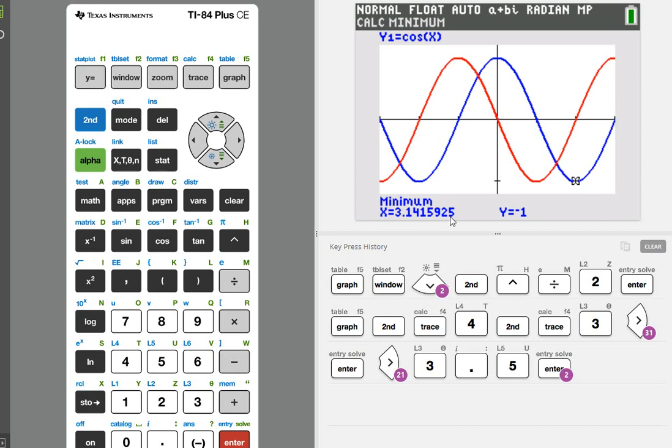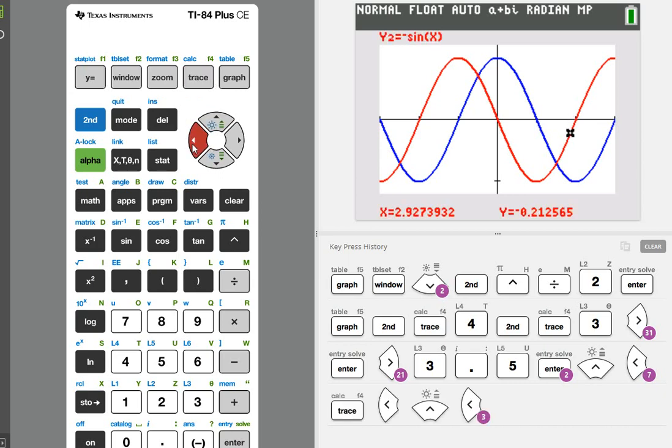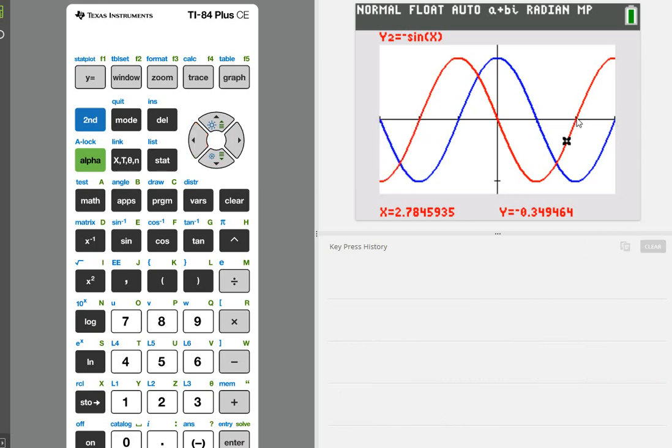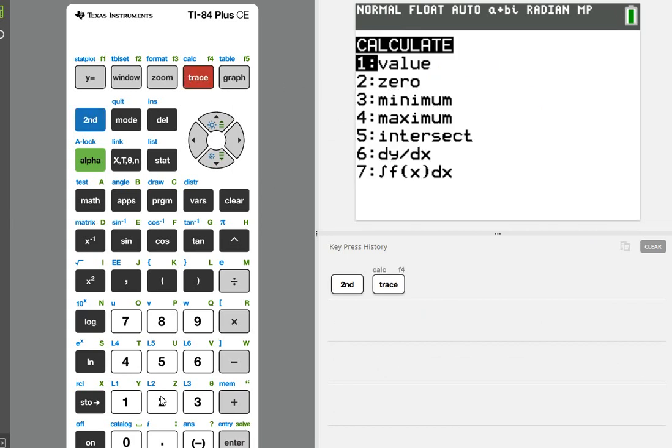You can do likewise with a maximum point. The only reason I chose not to do it with the maximum point is because that would give me a 0. You could also find the points of intersection with the x-axis. If you hit the up arrow key, that puts me on the red graph. If I was someplace on the red graph and wanted to find where it crossed the x-axis, because that's where my derivative is going to be 0, I can find that as well. Second, calc. This time I want to find a 0.